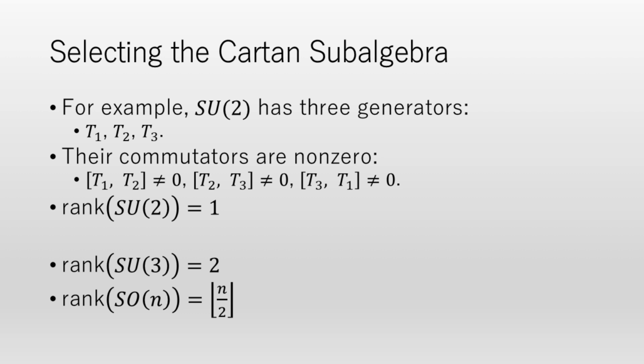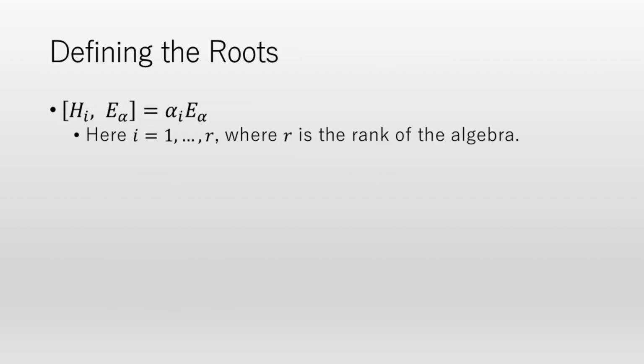For orthogonal groups, the rank is given by taking the floor function of n over 2. Following this rule, the rank of SO(10) is exactly 5. This number, 5, will later reappear as the number of nodes in the Dynkin diagram of SO(10). Once the Cartan generators have been chosen, we can study how all remaining generators behave with respect to them. With a suitable choice of basis, the commutators take a very specific form.